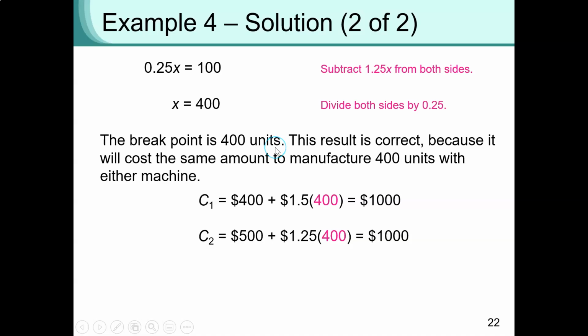Alright, so this is the section 1.2. Now you can move on to the web assignment.